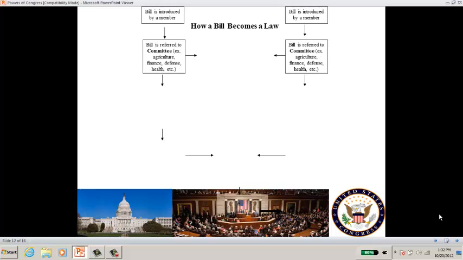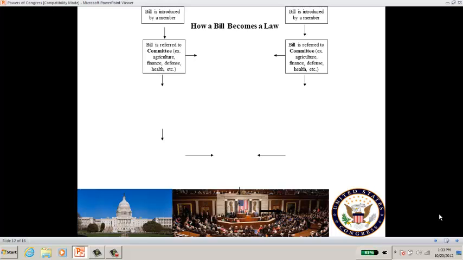Once the bill is introduced, in both the House and Senate, it's going to be referred to a committee. Now, a committee is just a small group of the larger whole. So in the House and in the Senate, we're going to take either 435 or 100 people, and we're going to break them down into small groups based on certain topics. So we're going to have an agriculture committee, a finance committee, a defense committee, a health committee. And therefore, when the laws are written, they're going to be written by people who are experts in that area.